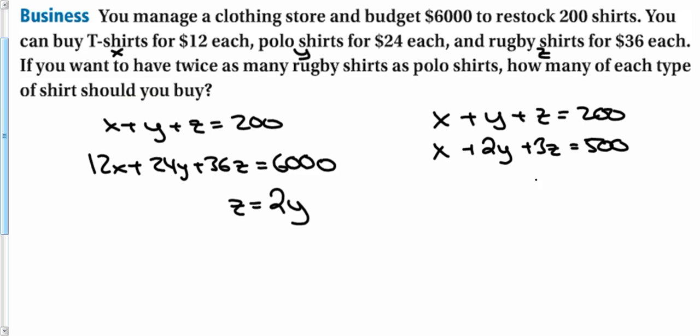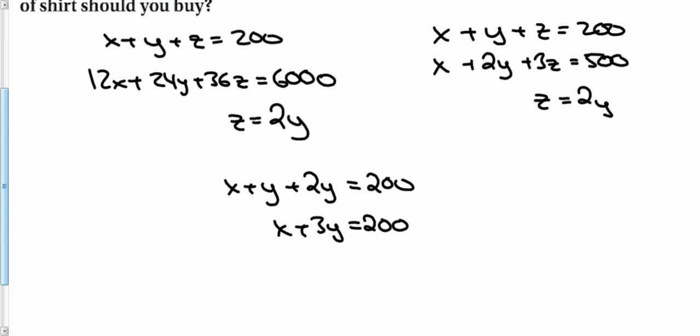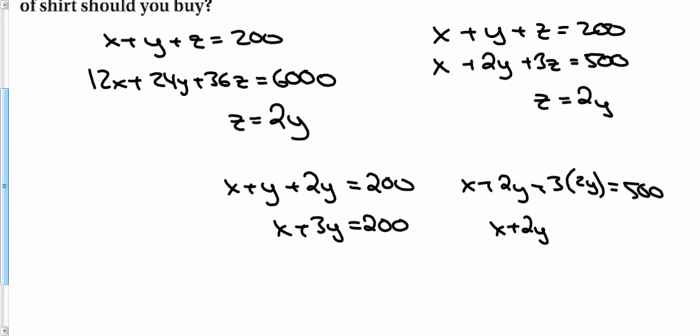And then, of course, we have that z is equal to 2y. Okay? So let's take that z and let's plug it in. Let's substitute into my system. So that would give me x plus y plus 2y instead of z is equal to 200. Okay? Which then would give me x plus 3y is equal to 200. Okay? Great. Let's stop there and let's substitute into the other equation. So that's x plus 2y plus 3 times 2y is equal to 500. So x plus 2y plus 6y is equal to 500. So x plus 8y is equal to 500.